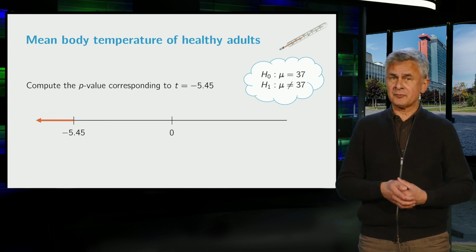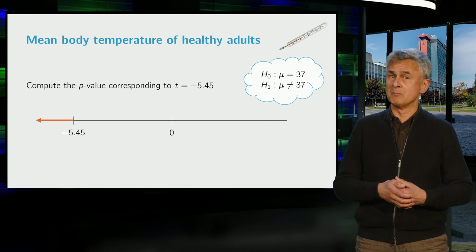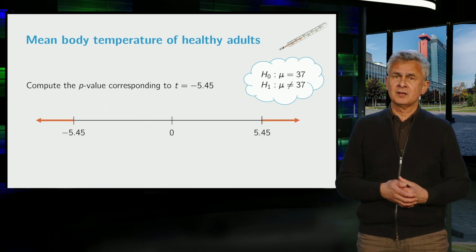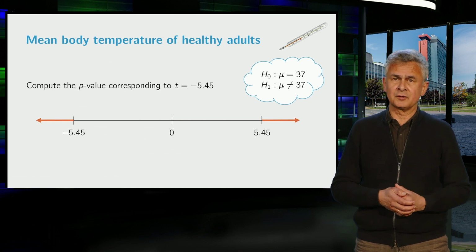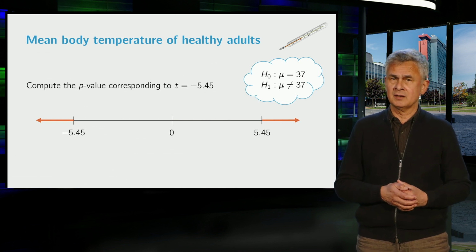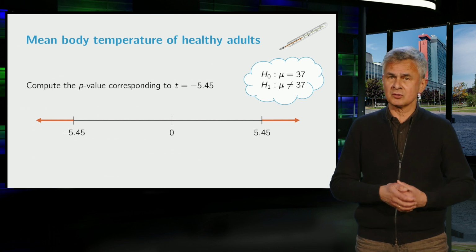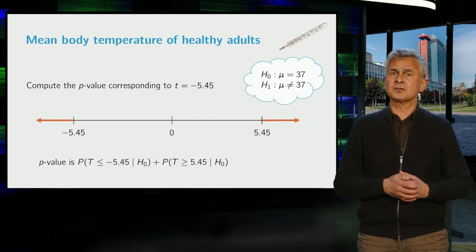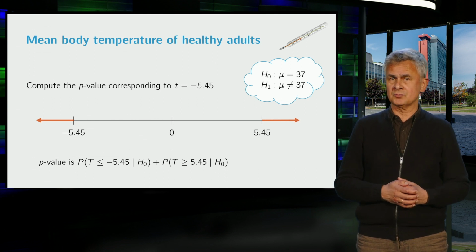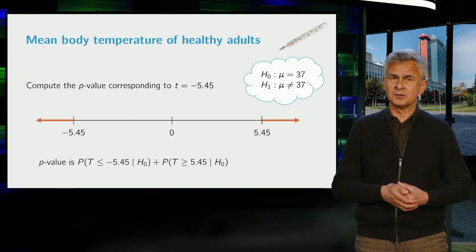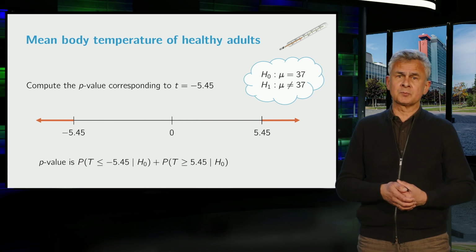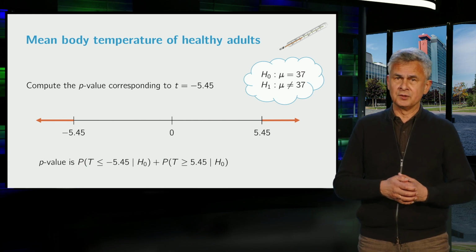Clearly, values to the left of minus 5.45 are more extreme, but in view of the alternative hypothesis, the value plus 5.45 is equally extreme, and values to the right of it are also more extreme. This means that the p-value is the sum of these two probabilities, which should be computed under the assumption that the null hypothesis is true. In order to do so, we first need to know what is the probability distribution of t under the null hypothesis.